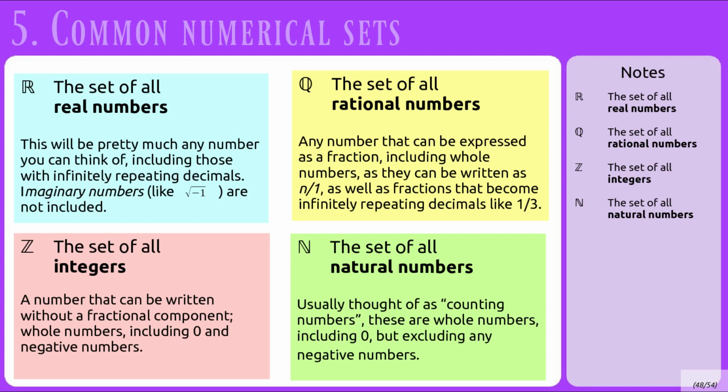Natural numbers are thought of as counting numbers, so these do not include any negative numbers, but this will be whole numbers, including 0 and all of the positive numbers. The set of natural numbers is represented by an N symbol.